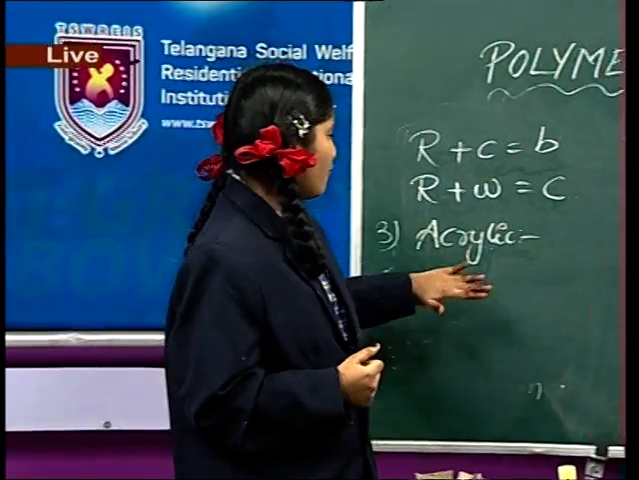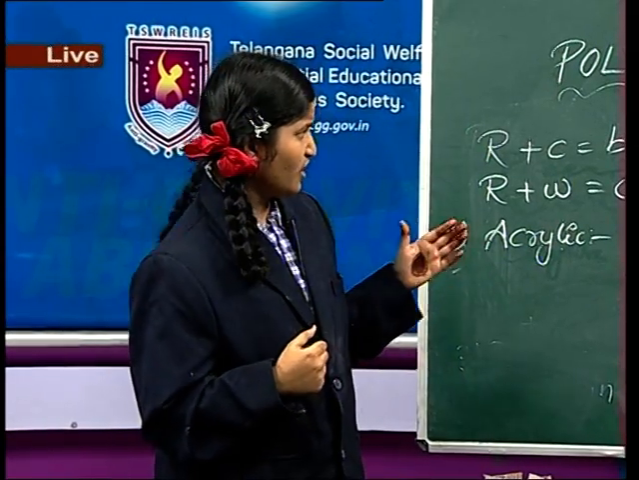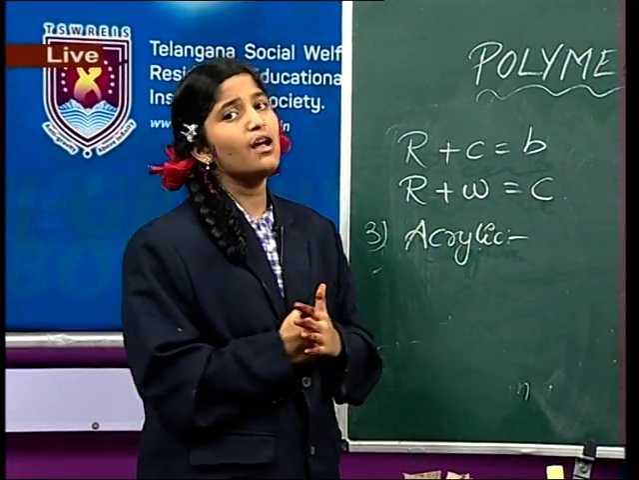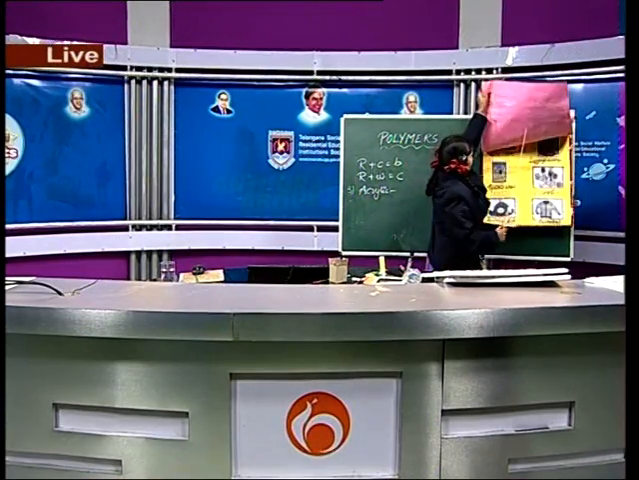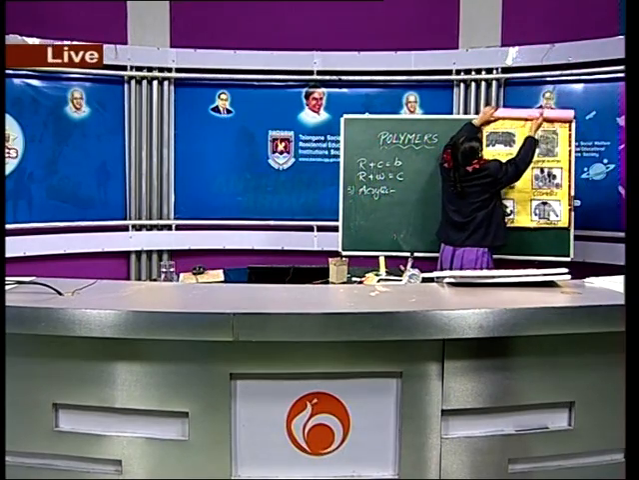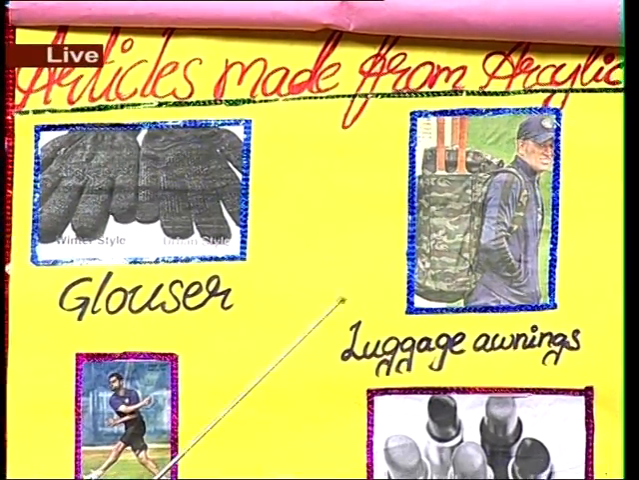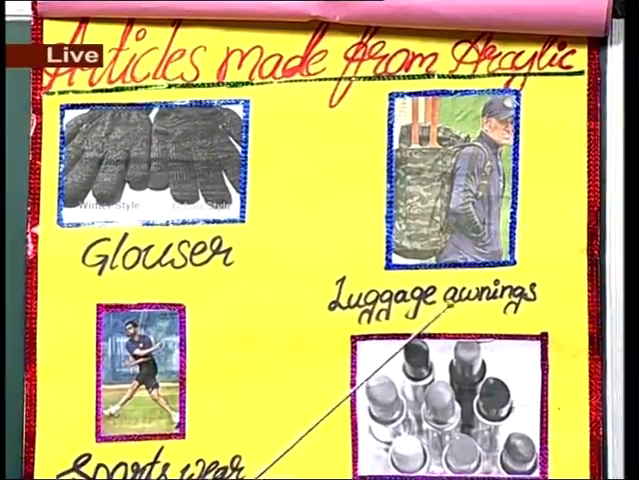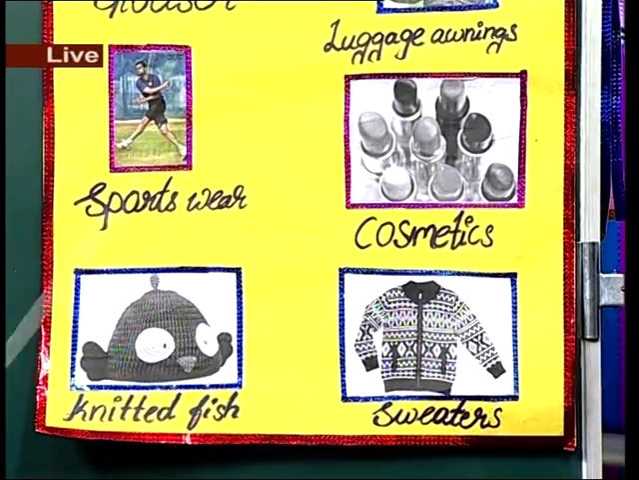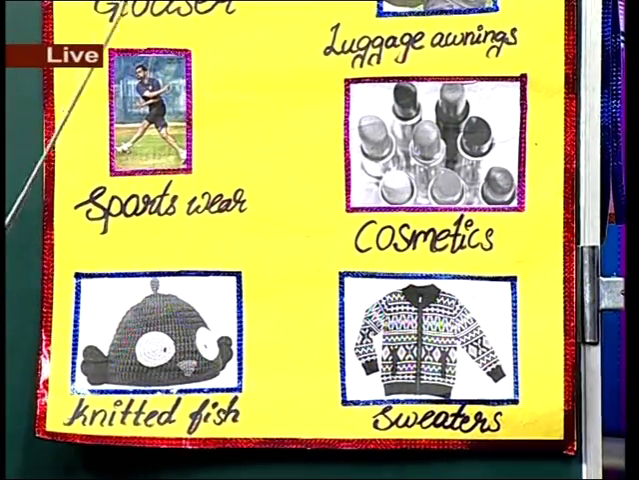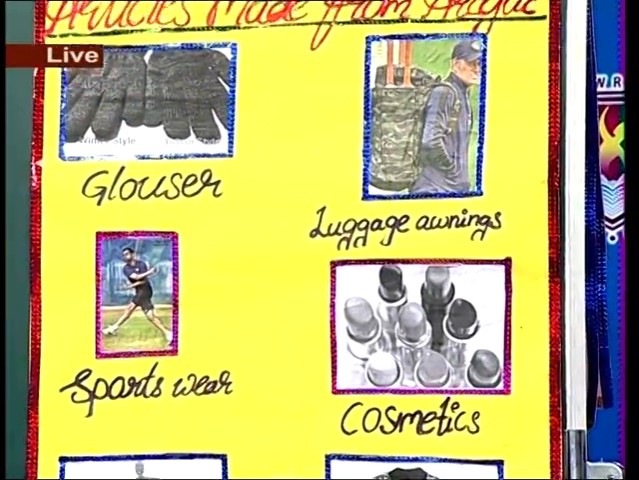Okay friends, and clothes made up of acrylic are relatively cheap. Some articles are made up of acrylic. So see, articles made from acrylic. The articles made from acrylic are gloves, luggage, hanging, sportswear, cosmetics, knitted fish, sweater. These all are articles made from acrylic. Okay friends, have you understood about acrylic? Now see on a slide.